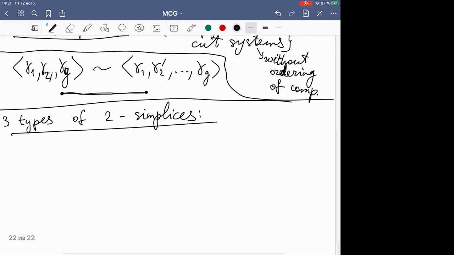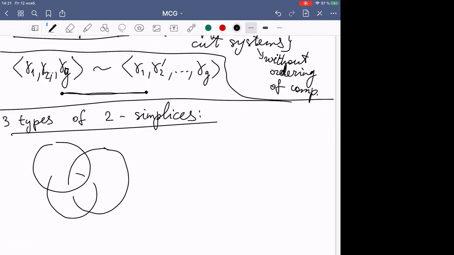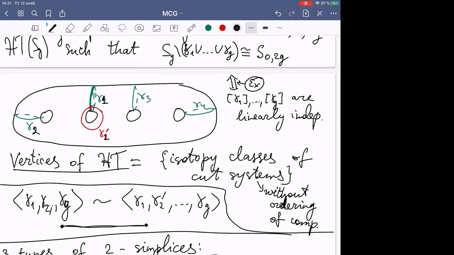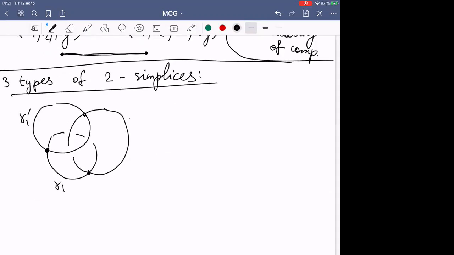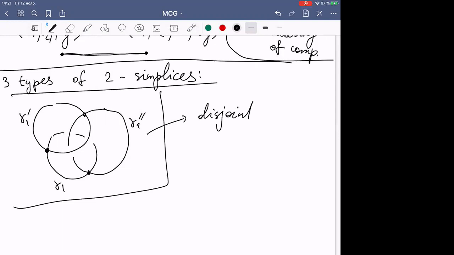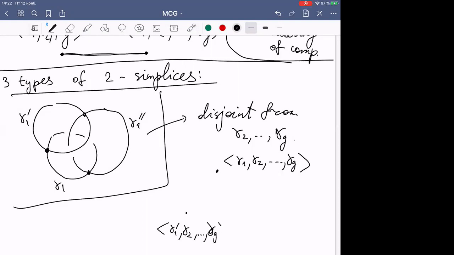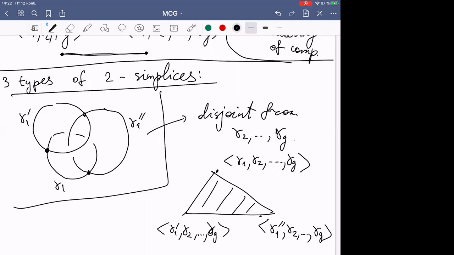First of all, sometimes we have a situation like that. We have three curves. Let it be gamma one here for simplicity and this one. Three curves, gamma one, gamma one prime, gamma one two prime, which are disjoint from all other gammas, gamma two, gamma g. Then we have three cut systems. We may take gamma one, gamma two, gamma g. We may take gamma one prime, gamma two, gamma g, and we may take gamma one two prime, gamma two, gamma g. And this is a triangle. Here we add a triangle.